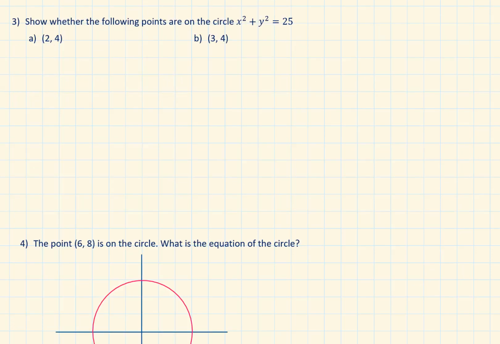Show whether the following points are on the circle x squared plus y squared is equal to 25. In order to do this, we are going to replace the x value with a 2 and the y value with a 4 and compare the left hand side with the right hand side. The left hand side is x squared plus y squared and the right hand side is 25. Replacing the x values and the y values, simplify it and solve it.